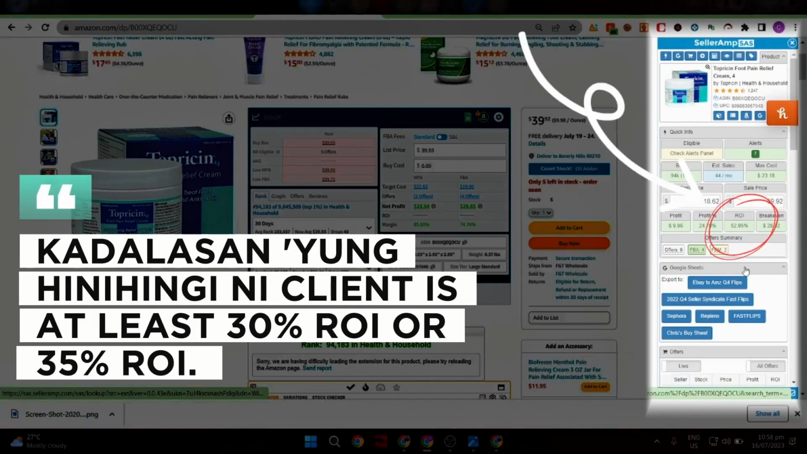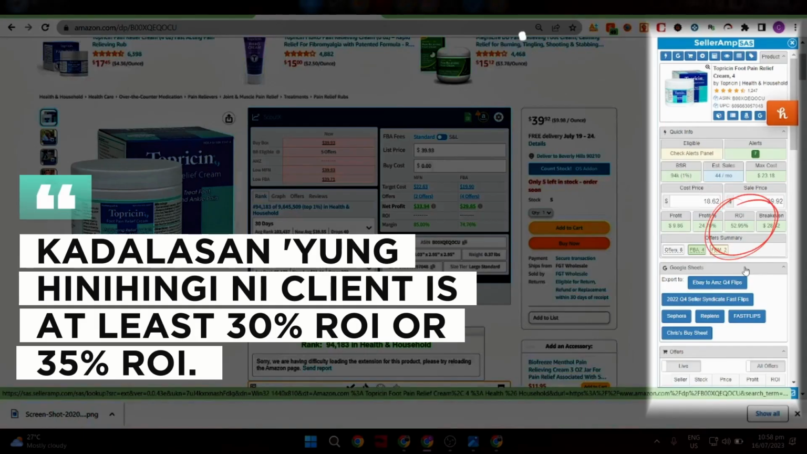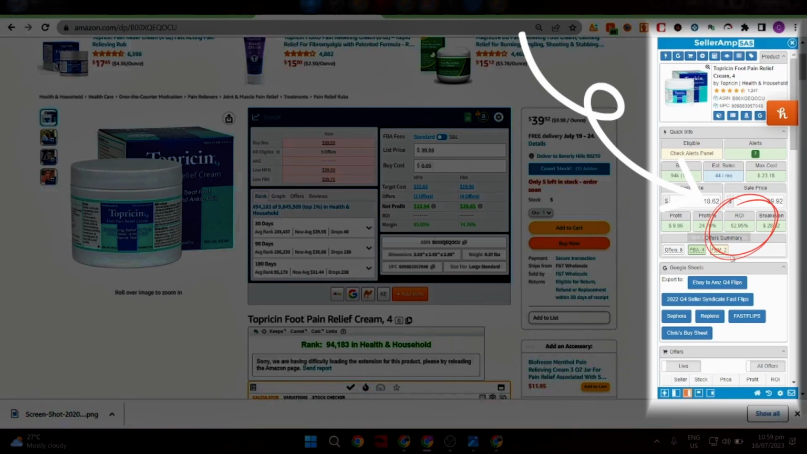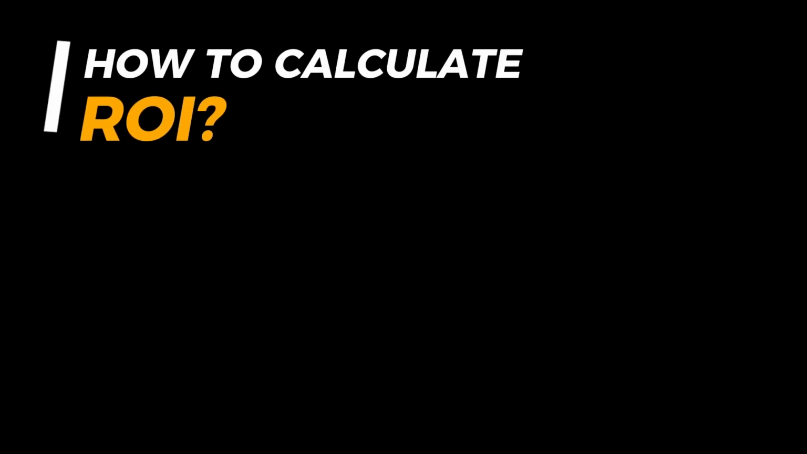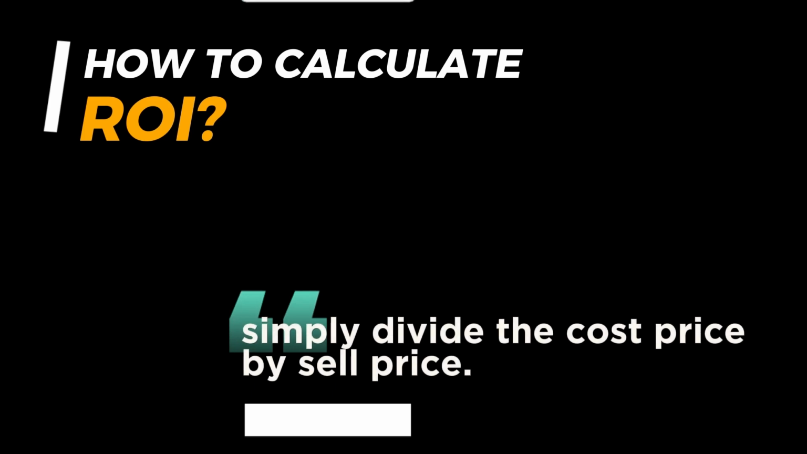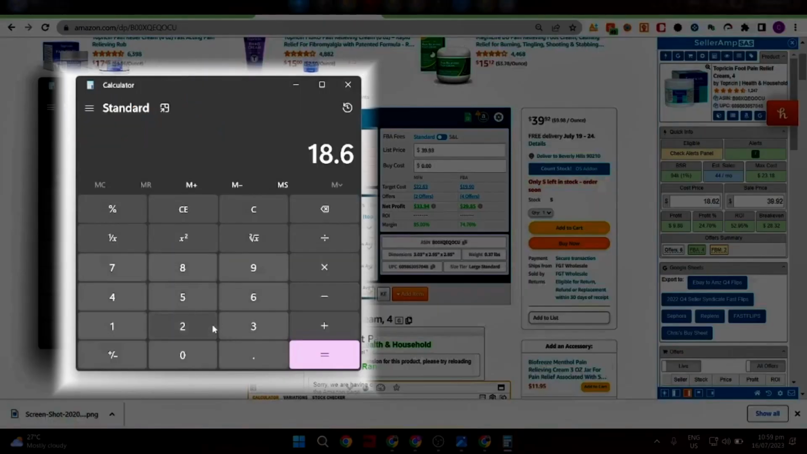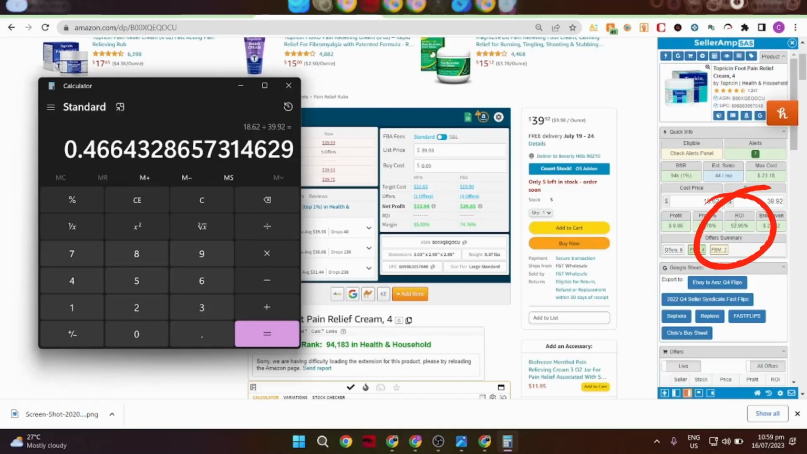Kadalasan yung hinihingi ni client is at least 30% ROI or 35% ROI, yung minimum requirements niya sa ROI. Pero dito naman sa product natin is meron tayong 52%. Ibig sabihin goods siya. Okay na product na to. Okay? So, paano naman makalculate yung ROI? Just simply divide yung profit, 18.62, divide 39.9. So, meron tayong 46. Kaya naging 52% kasi meron pa tayong hindi kasali dito yung mga FBA fees. Pero almost the same lang din. Ganyan lang. Pero kung i-add natin yung FBA fees na babayaran natin, naabot to ng 52%.